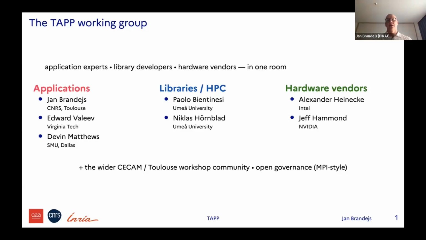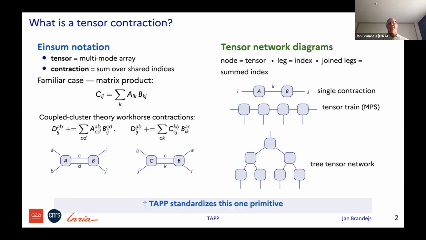Then this is joined by feedback from the TAPP community, which was built on two workshops that we had in Toulouse on the topic, and open governance style in the TAPP working group means that everybody is welcome to join. So what do I mean by a tensor contraction?